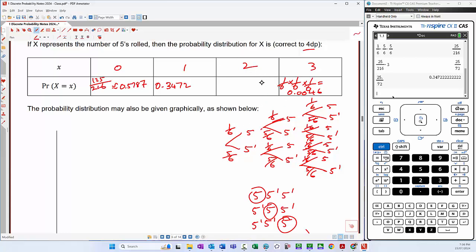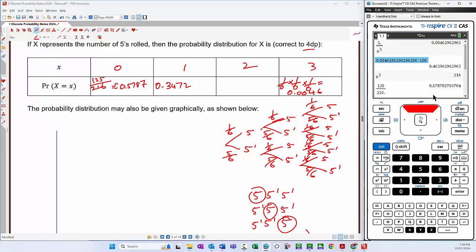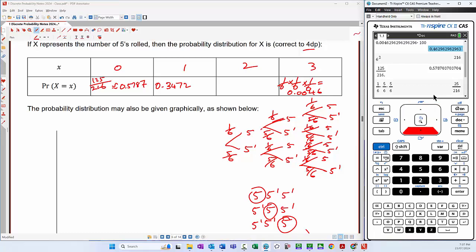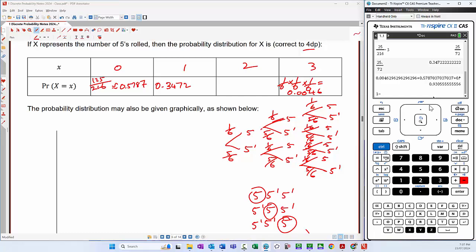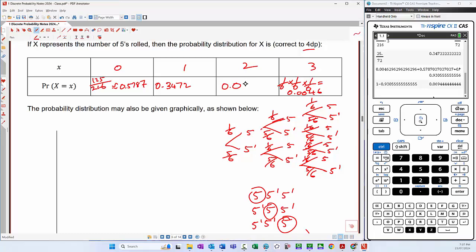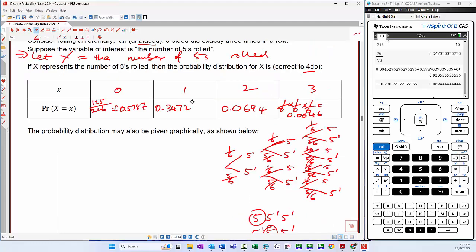Okay, so now we're going to get this last one. I could do 2 successes or 2 5s, but what I'm going to do is just use a rule for probability, which is that if I add together all of the probabilities that I've got, this one, and this last one I got, and then I go 1, take away that, what's left over will be this one here. So that's 0.0694.